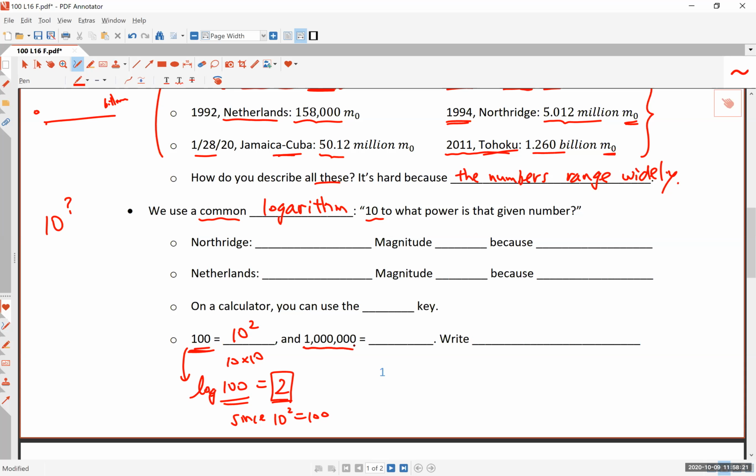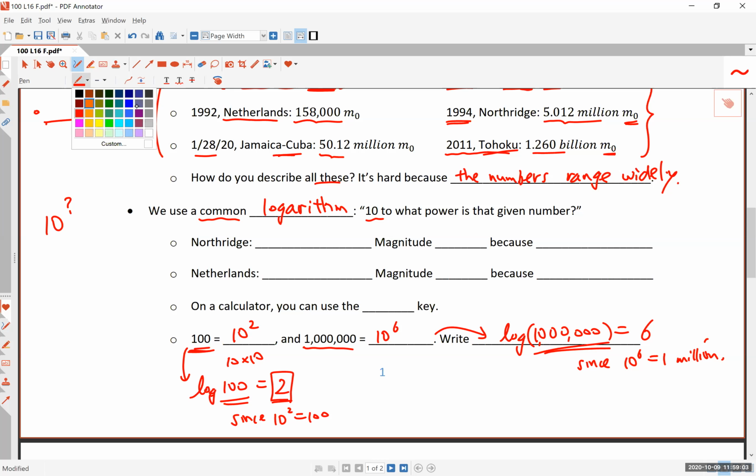All right, so how about a million? A million is 10 to the sixth power. It's 10 times 10 times 10 times 10 times 10 times 10. And so log of a million is, guess what? 6, because 10 to the 6th is 1 million. So basically the logarithm is the exponent. The value of log is the exponent on the number 10. So the question you're asking is, 10 to what number is this particular number, a million in this case? With that, I hope I have made it clear.